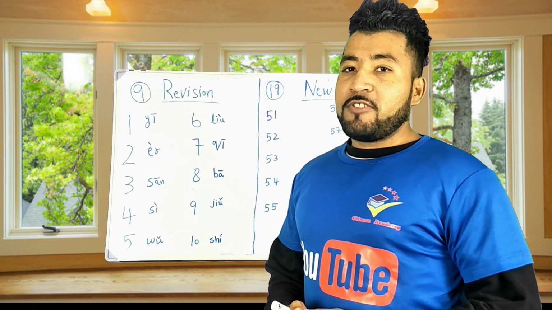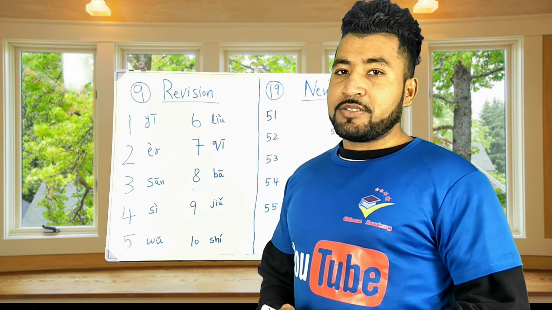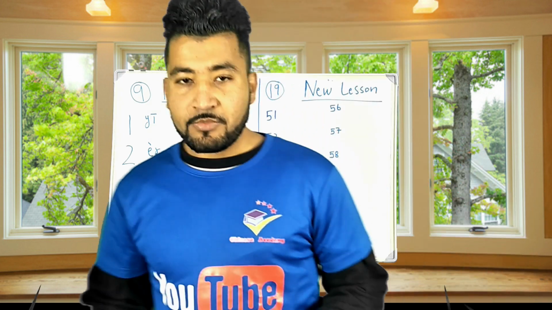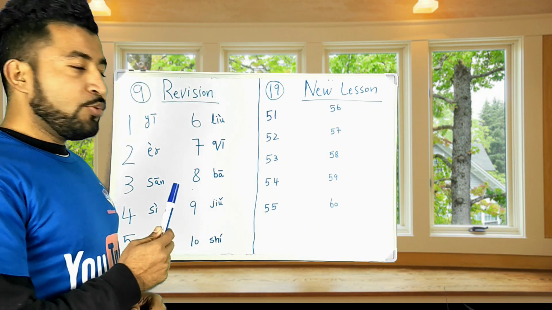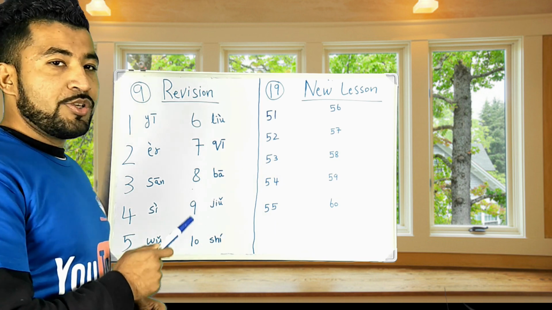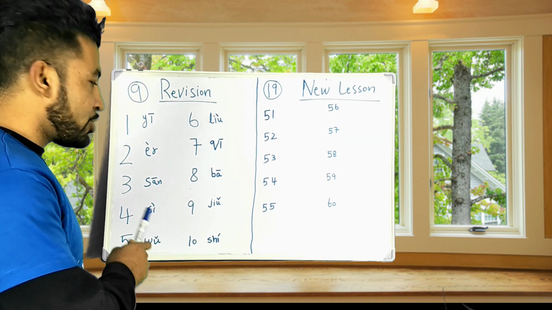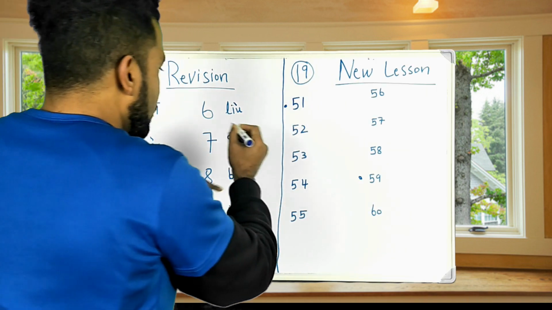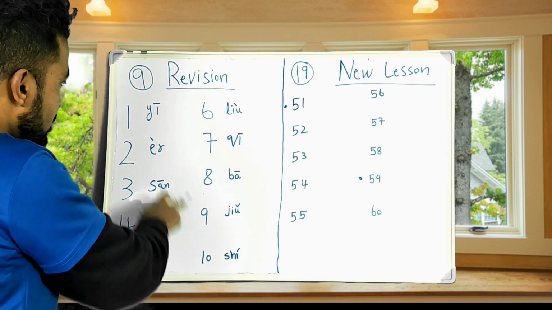In the 9th video we learned the numbers from 0 to 10. In this new lesson we will learn from 51 to 60. Do you remember in the 17th video we learned 50? How do we say 50 in Chinese? It's wu shi, wu and shi. So 51 we say wu shi yi, wu shi yi.